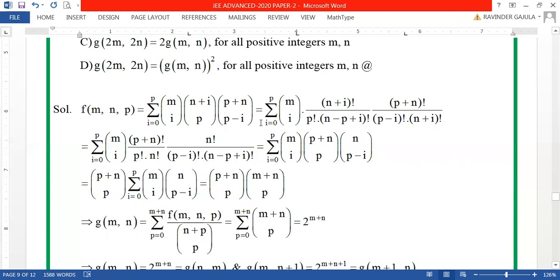So like that, sigma i equal to 0 to p. So let us simplify these two first.